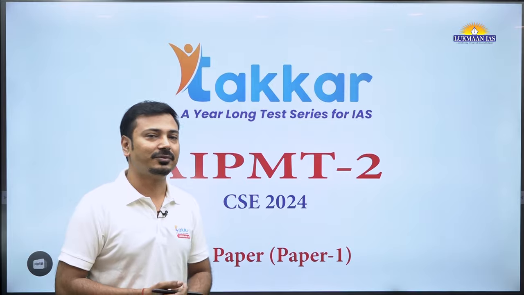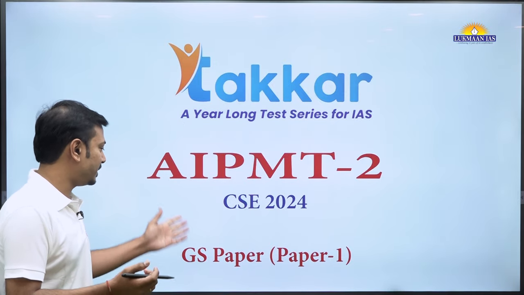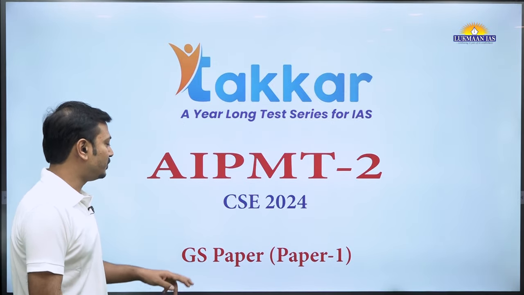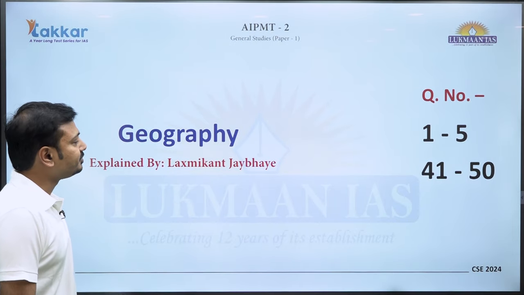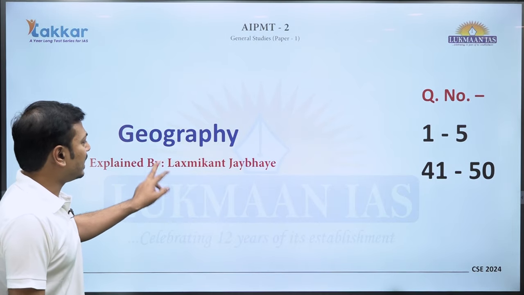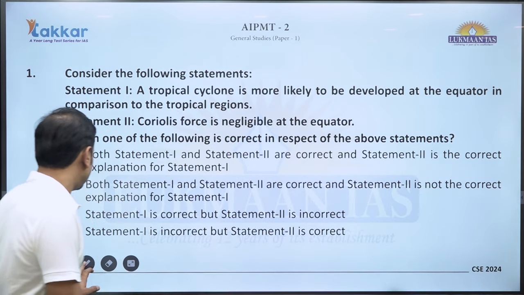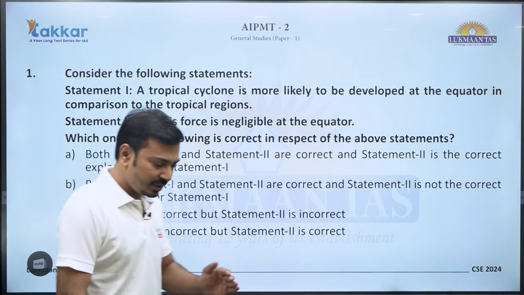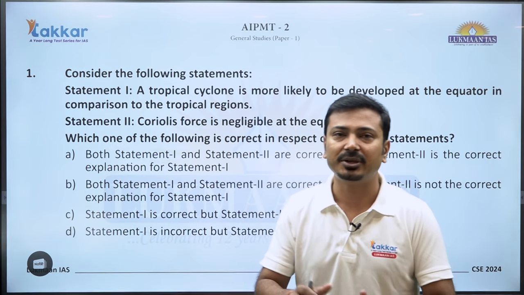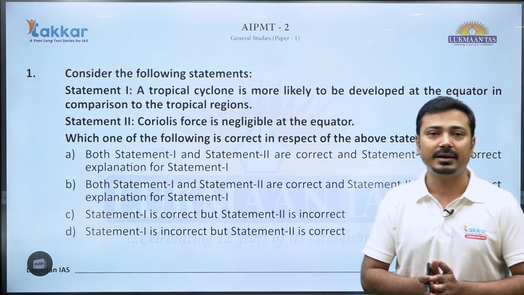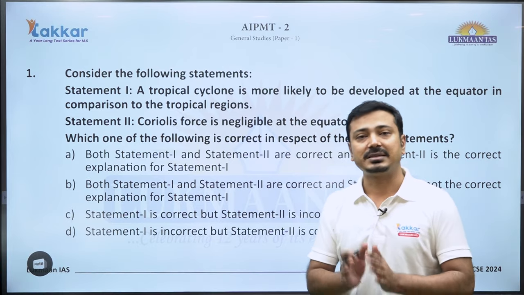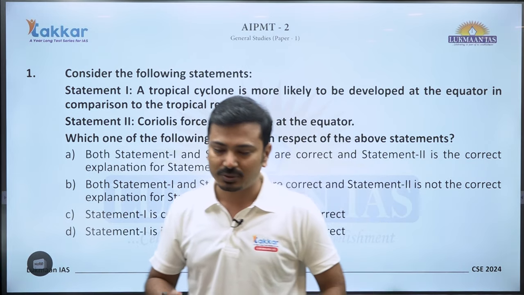Right. So let's start with the discussion for this year's AIPMT 2 paper. First of all, we'll cover the geography section. As you have given this test, you may have understood that we have tried to ask statement 1, statement 2 type of questions, especially focused on conceptual understanding. So we can call it a static part, and we need some conceptual understanding.